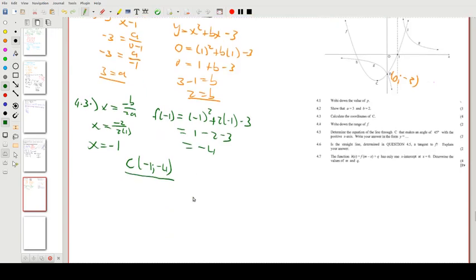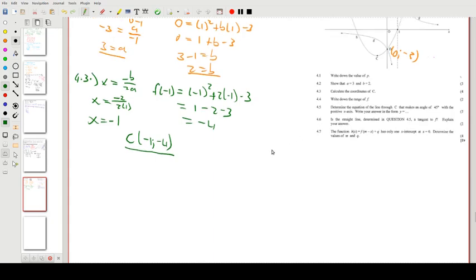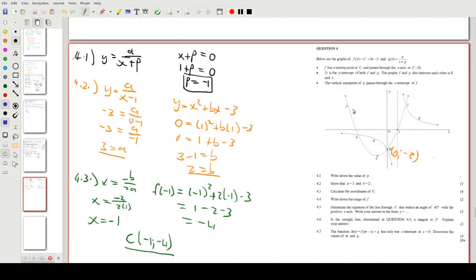Now we get to 4.4. So this is write down the range of f. The range of f. Alright? So what does range mean? Range is all the y values for which a graph exists. So if we look at this, we can see f exists all the way here.